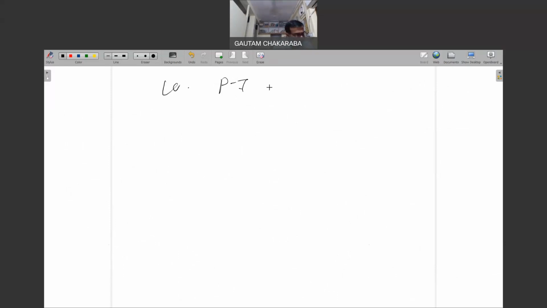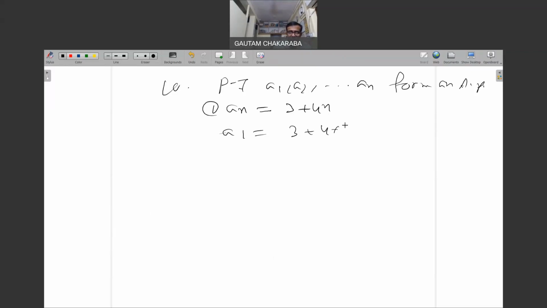Prove that A1, A2, and so on, An form an AP. And the first part, An is equal to 3 plus 4n. This type of question is very simple. Please pay attention. You put n is equal to 1 here: 3 plus 4 into 1, that is 7. This is the first term.